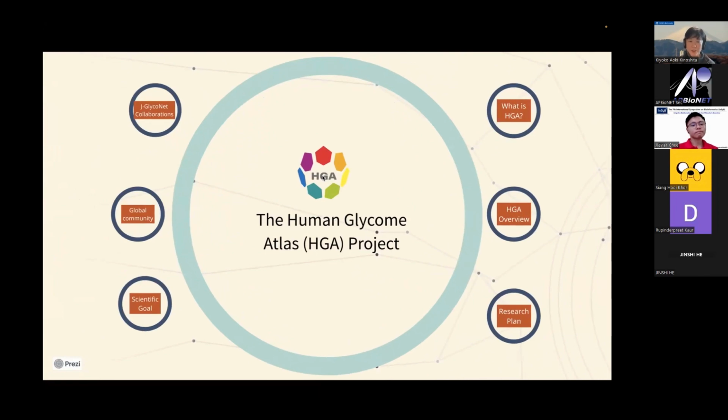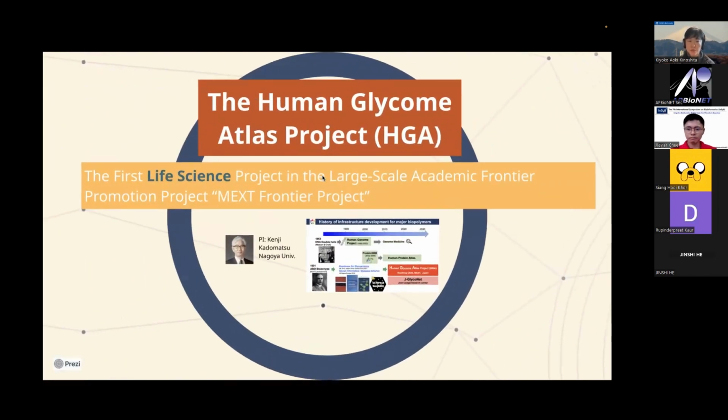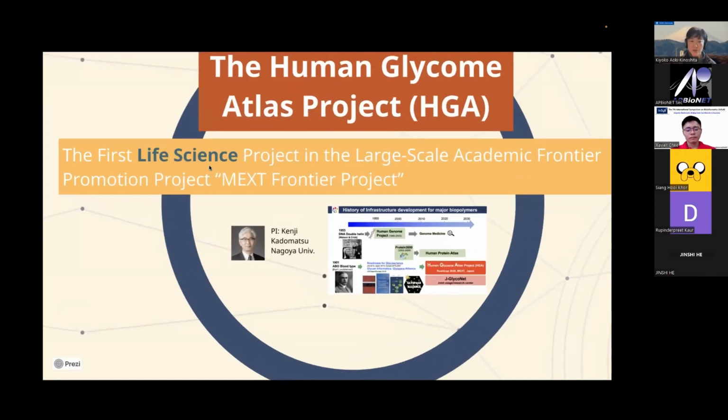So finally, I'm going to talk about the Human Glycome Atlas project. This is a project that has just started in April this year in Japan. It's actually the first time that a life science-based project was funded under what's called the Large Scale Academic Frontier Promotion Project, or the Next Frontier Project. Up until now, this Next Frontier Project has funded physics or astronomy, very physical types of projects, and life sciences has not been considered. So this is a very exciting time.